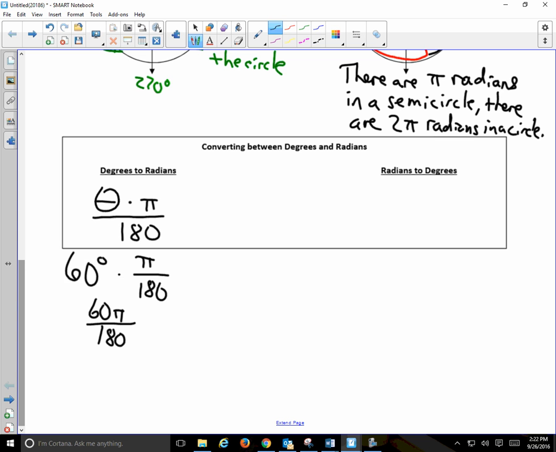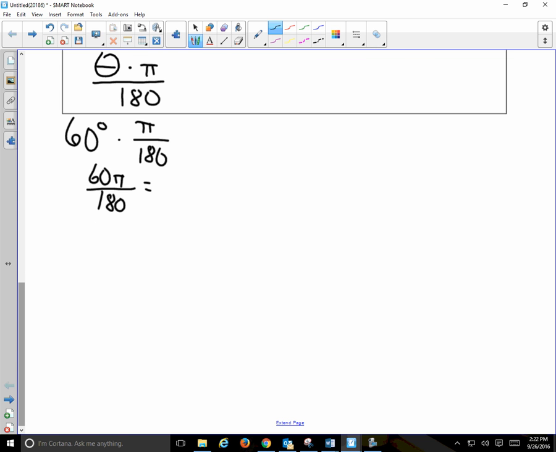Does 60 over 180 reduce? Both are divisible by 60, aren't they? What's 180 divided by 60? 3. So 60 degrees is the same as pi over 3 radians. That we can write in terms of pi.